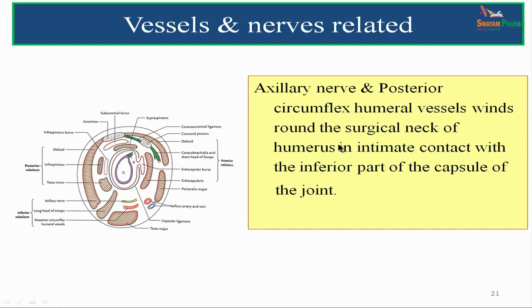So, these wind around the surgical neck of humerus in intimate contact with the inferior part of the capsule of shoulder joint. You can make out the axillary nerve and the posterior circumflex humeral vessels here.